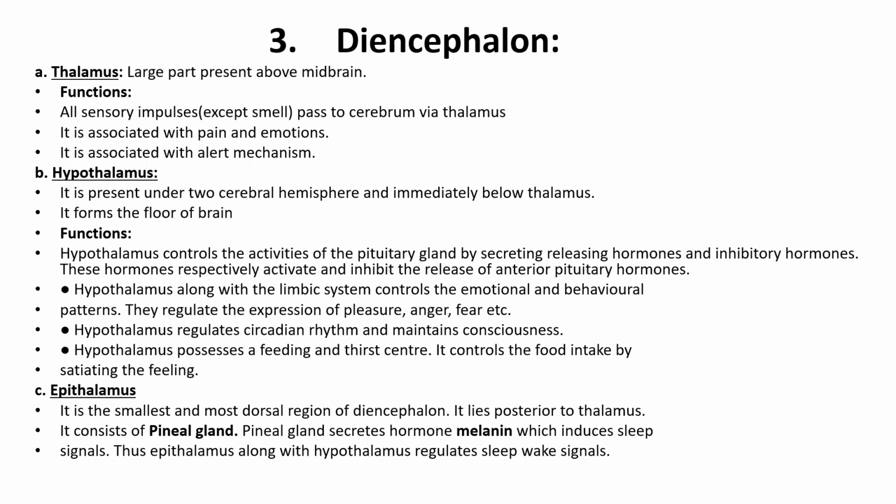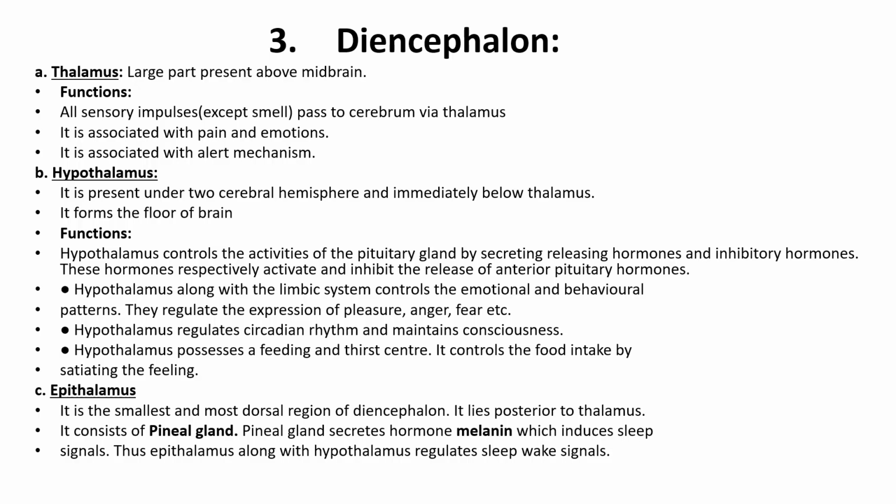Hypothalamus is below the thalamus, under the two cerebral hemispheres and immediately below the thalamus. It forms the floor of the brain. Functions: the hypothalamus controls activities of the pituitary gland by secreting releasing hormones and inhibitory hormones. So it controls the pituitary gland and then all other glands.